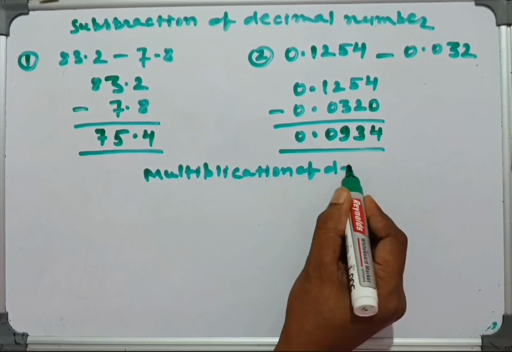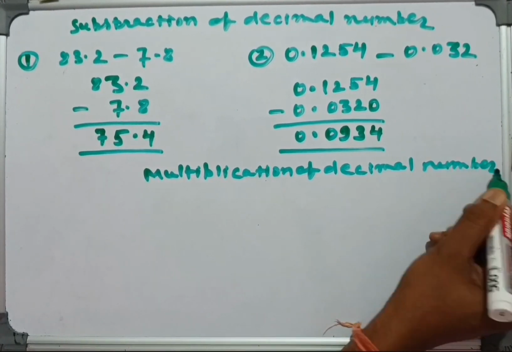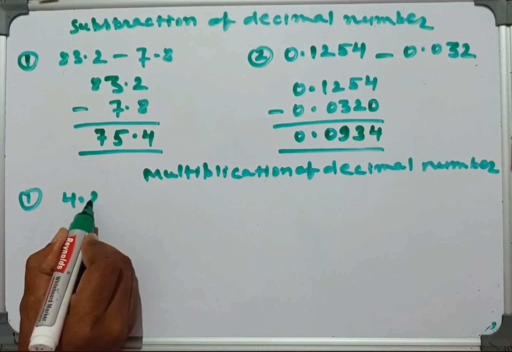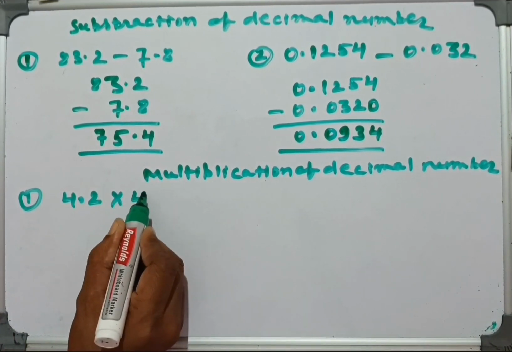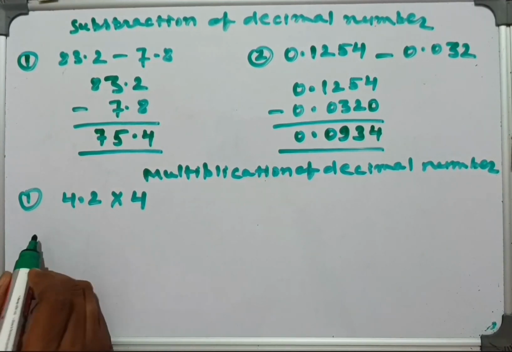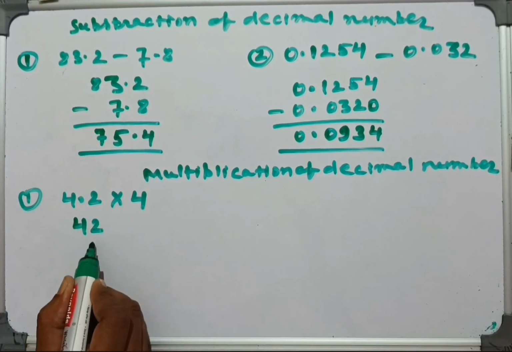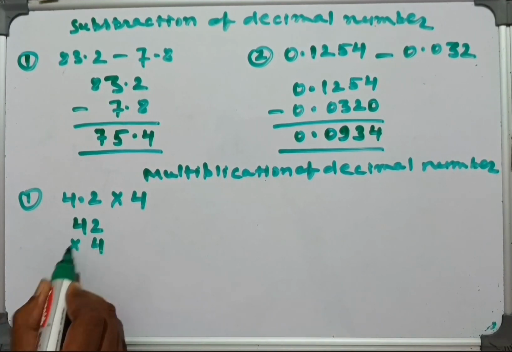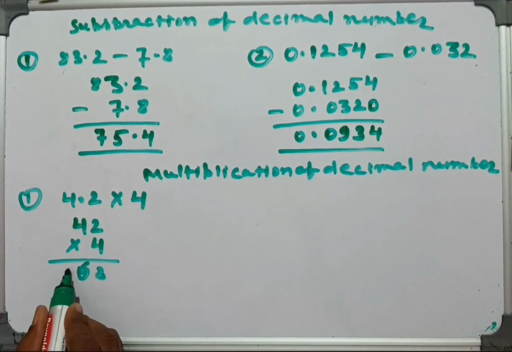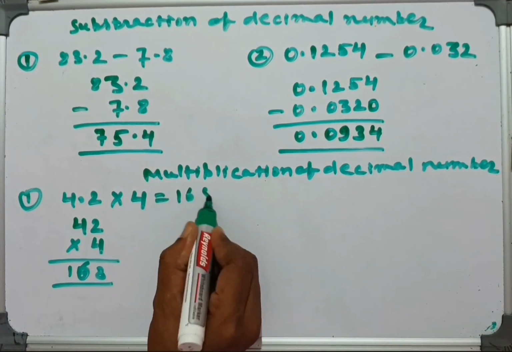of decimal numbers. Okay, suppose question number 1, 4.2 multiplied by 4. What you have to do in multiplication is just write it without the decimal point. Like this, then this becomes 816. Okay guys, now we write here 168.